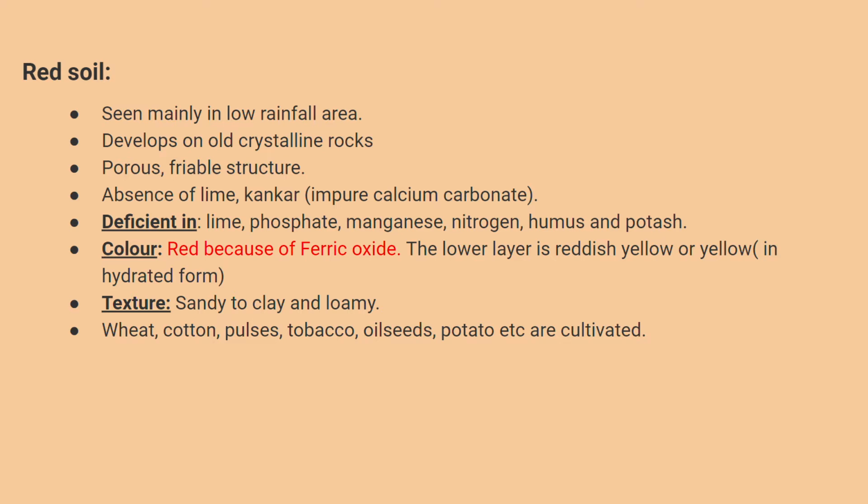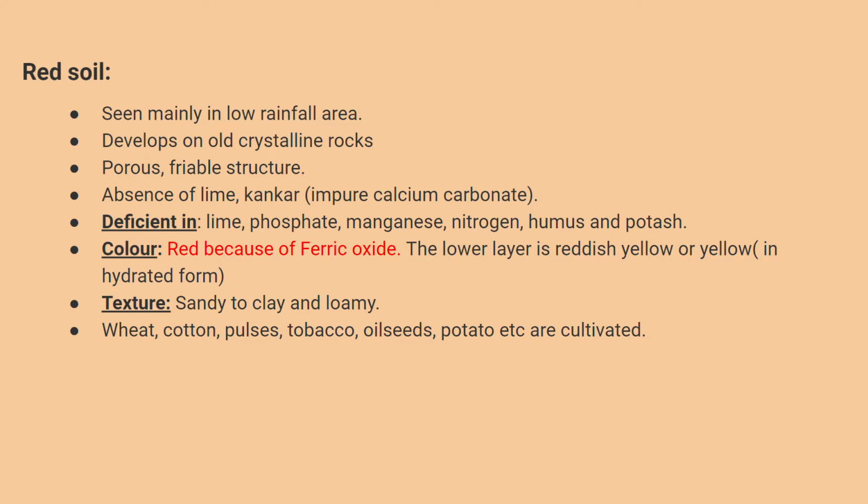When crystalline metamorphic rock, which is the rock which has crystals in it, breaks, then red soil is formed. This soil is highly porous. That means if you put water in it, water moves through it very quickly. It has a friable structure which breaks very quickly, and a lot of pieces of rocks are there inside it.